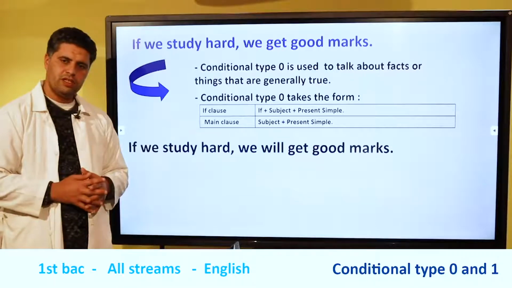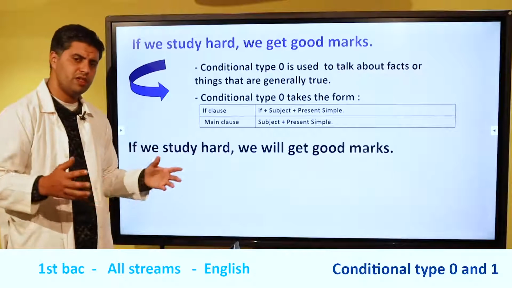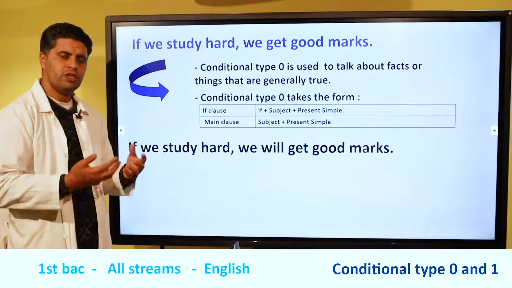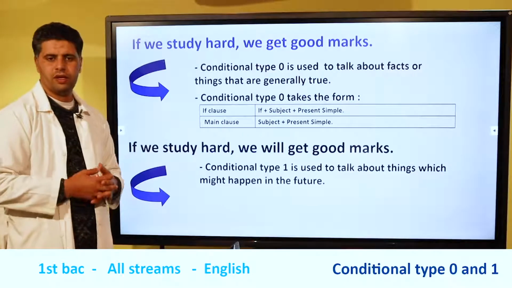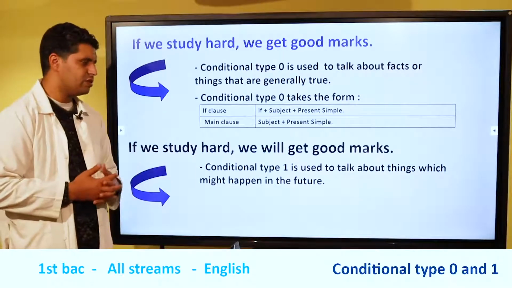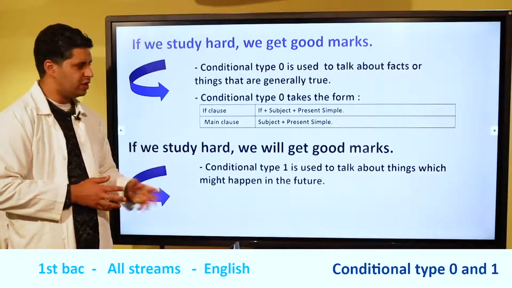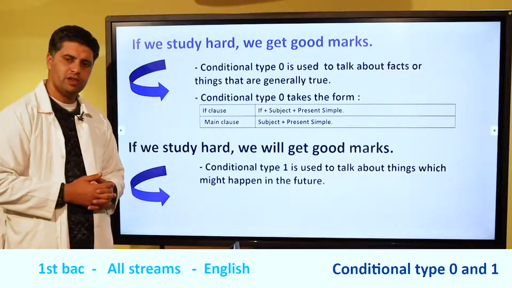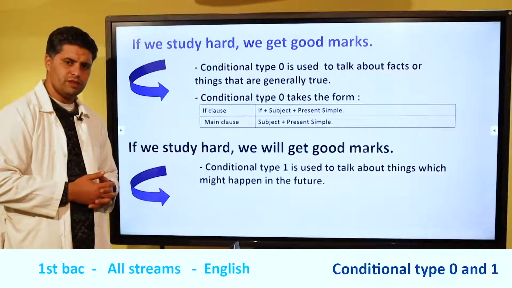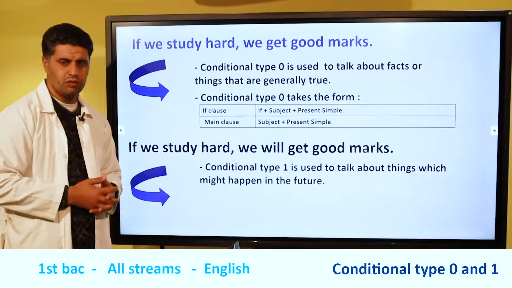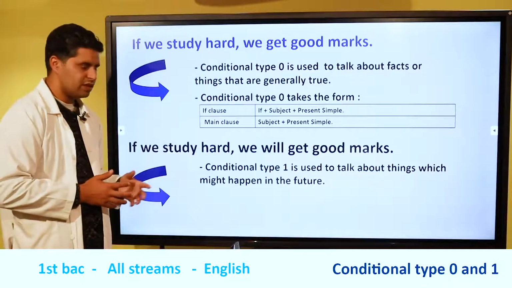Now let's see the second sentence. If we study hard, we will get good marks. So it is the same statement that we have just used to show the structure of the conditional type 1. Here, as you can see, this type of conditional, which is conditional type 1, is used to talk about things which might happen in the future. Here we have the modal verb might, which is used to express possibility or uncertainty. So we are not sure about something, or uncertain about something. So here we have to use the conditional type 1.